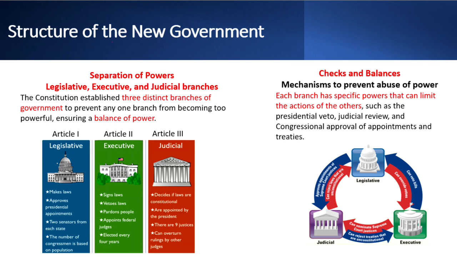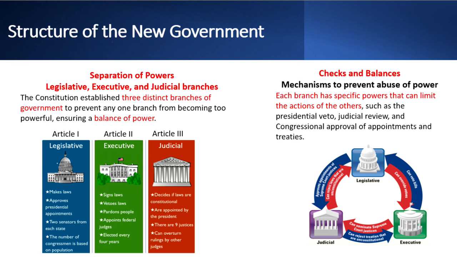Okay, so give me an example of that. So the president can veto laws passed by Congress, but Congress can override that veto if they have a 2/3 majority vote. Okay, so they can overrule the president. Yeah. And what about the courts? The courts can declare laws unconstitutional, but then Congress can propose amendments to the Constitution to change that.